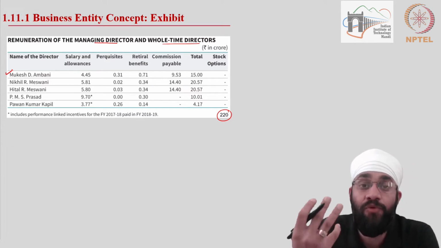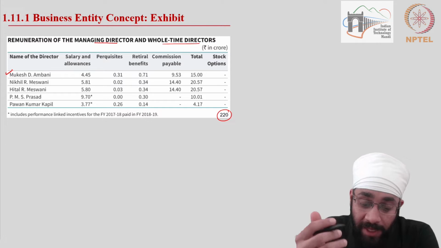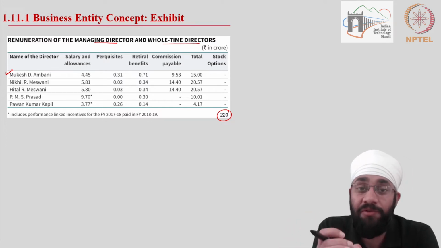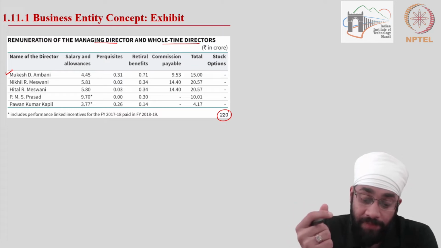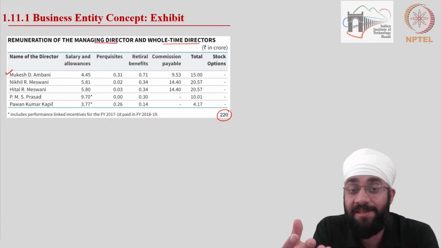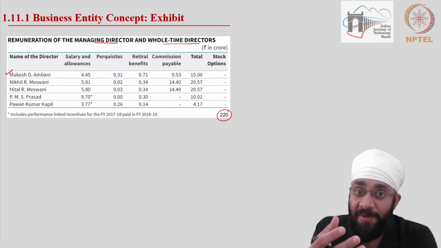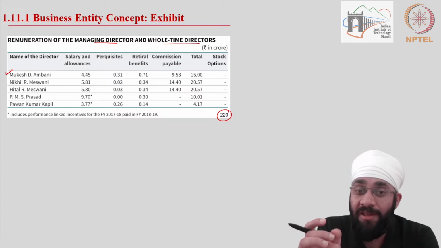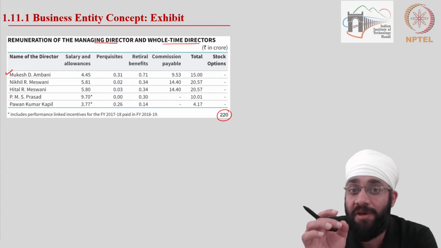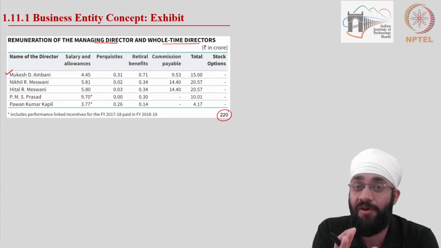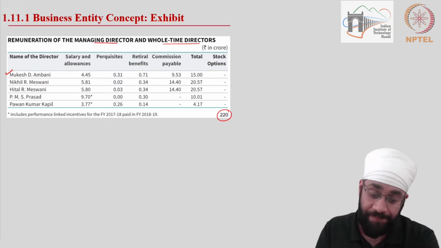So that's another proof or an exhibit to tell you how companies treat owners separately. Although, actually the company will not have an existence if the owners do not exist. But in the eyes of law, the company is an artificial legal person. So you have to treat it like that. You have to keep the records of the company separate.